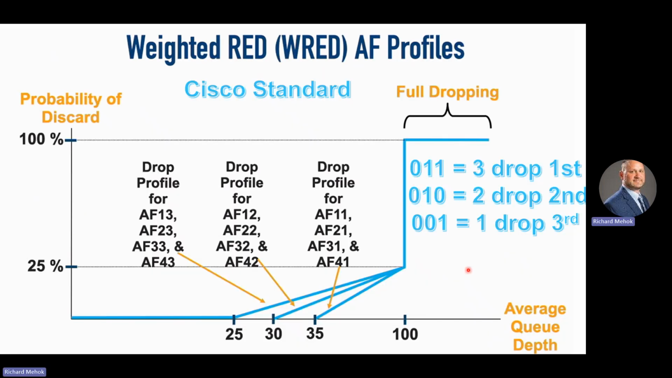This is a little scary, but we'll break it down. So here's your 25%, here's your 35%. That's our safe zone, but we're still guaranteed between 25, 27, 30, we maybe have some lower priority drops. To classify the priority, we use binary. So we're using 0, 1, 1, which is 3. That's the first packets that are dropped. 2 will be the second packets dropped. And if you are 0, 0, 1, you are the highest priority.